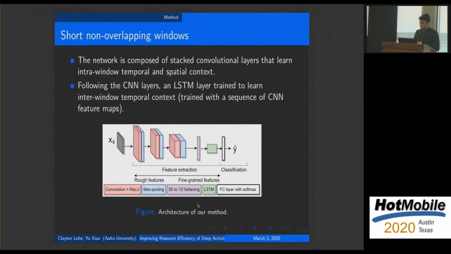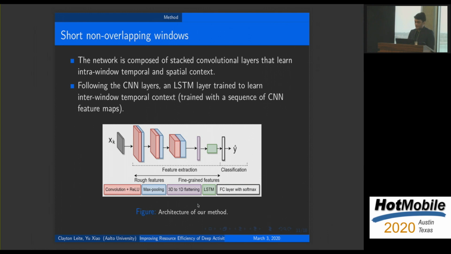That's what we propose. The core idea is how we use short non-overlapping sliding windows. As we mentioned before, long sliding windows give more context. But here, we propose short ones. The whole purpose here is that, for example, we have a convolutional layer and an LSTM layer. This is different from what is usually done in the literature.